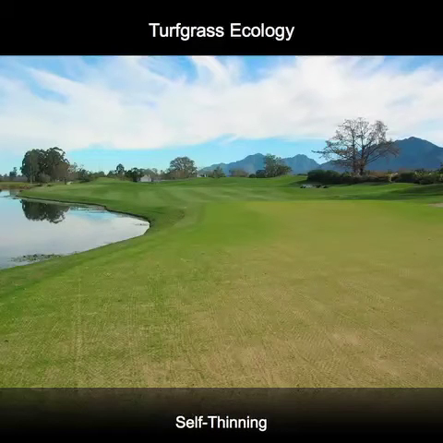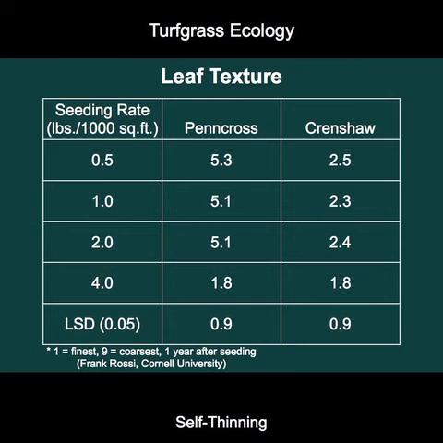In this example, we're going to look at seeding rates for creeping bentgrass. In studies conducted by Dr. Frank Rossi at Cornell University, he established creeping bentgrass cultivars at various seeding rates. I have just taken a small sample of data from his study.